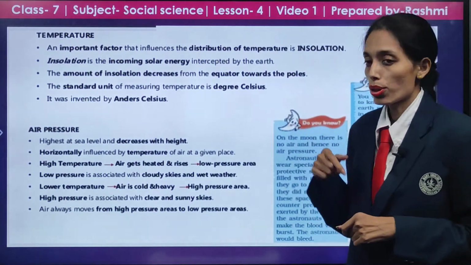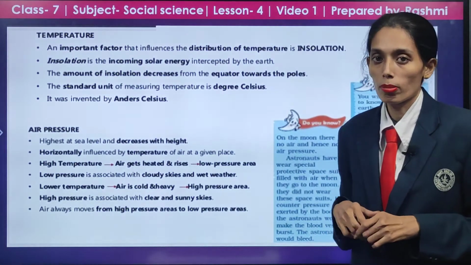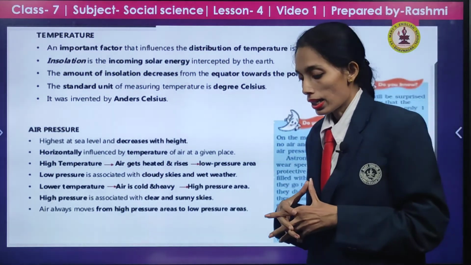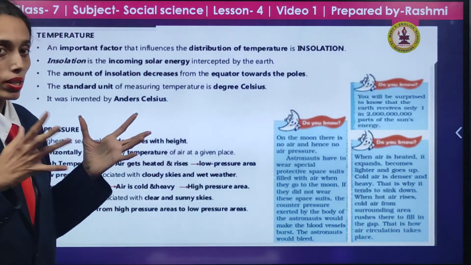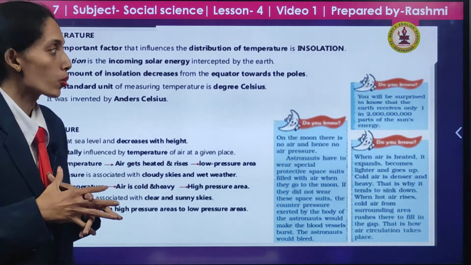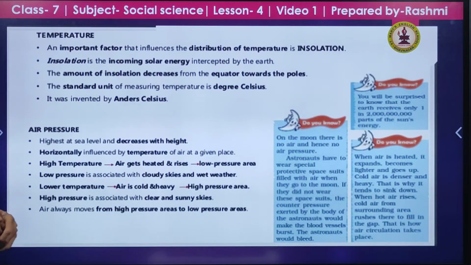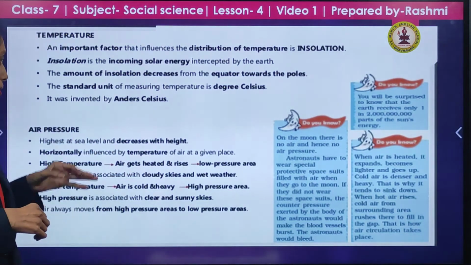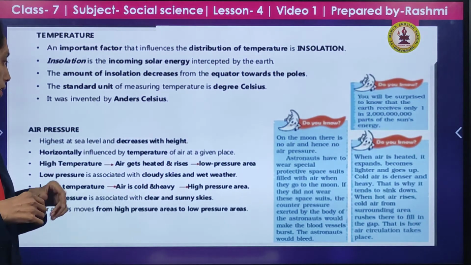The amount of insolation decreases from the equator towards the pole, because the equator region is getting the maximum heat, whereas the pole areas will get less, because it is containing a larger portion of ice, so the areas won't get warmer. The standard unit of measuring temperature is degree Celsius, and it was invented by Anders Celsius.